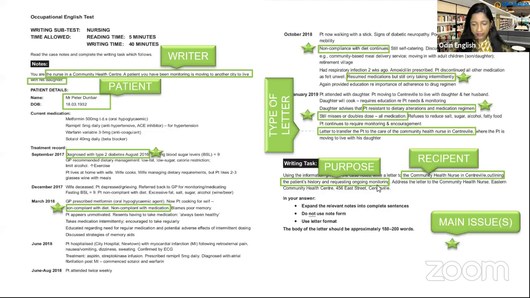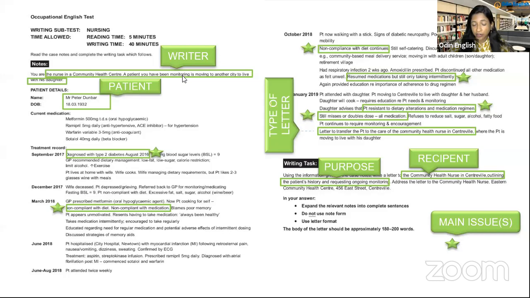So let's see. These are the main things. The writer is a community health center's nurse. So you are a community nurse, and your role is that you have been monitoring the patient. You have already been going to the patient's home, and you have been monitoring whether the patient is actually following the dietary modifications, whether he is performing the exercise as told by the doctor, and whether he's taking his medications.